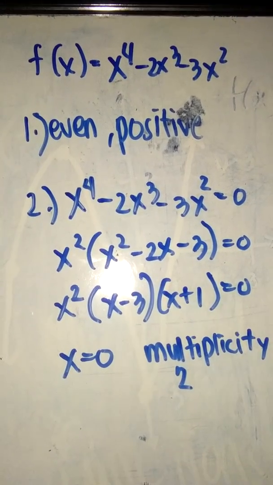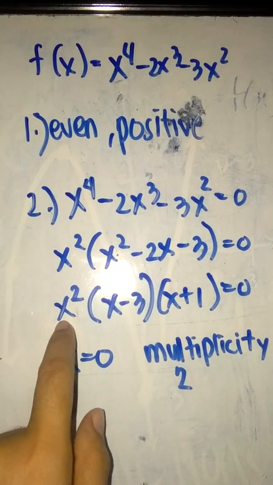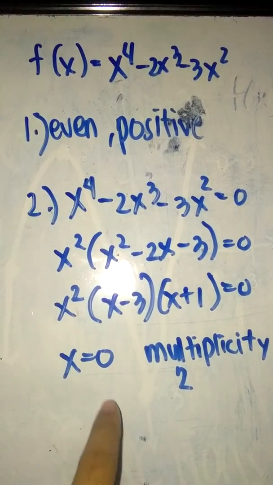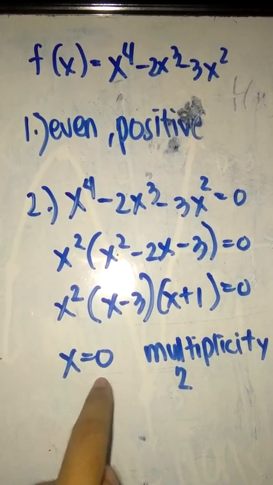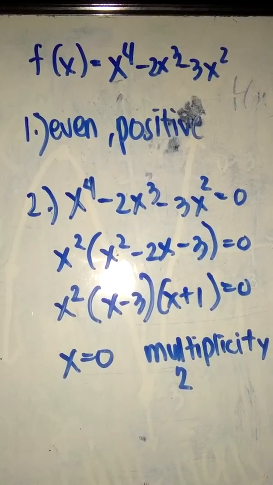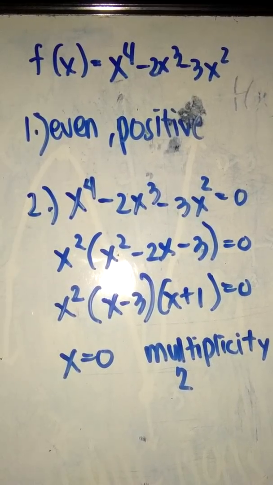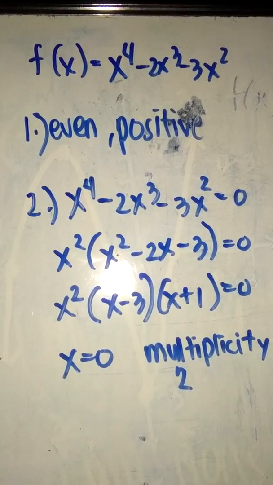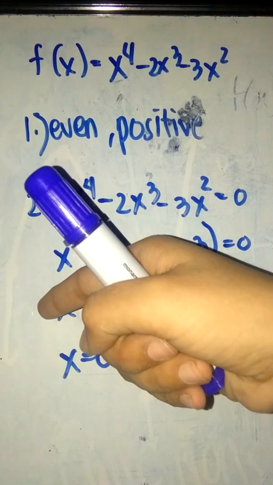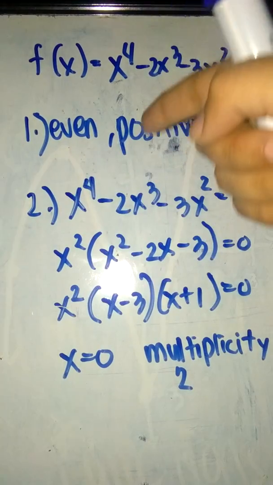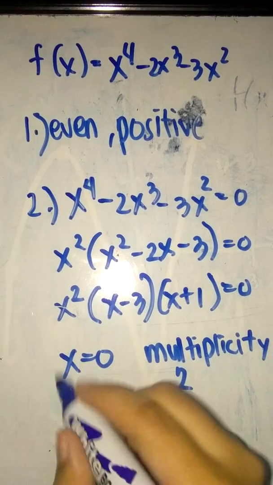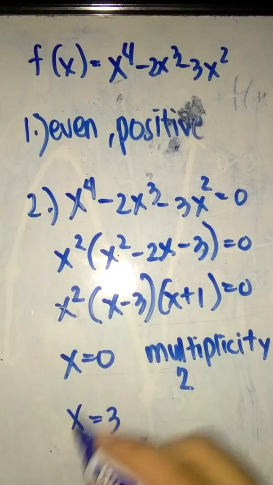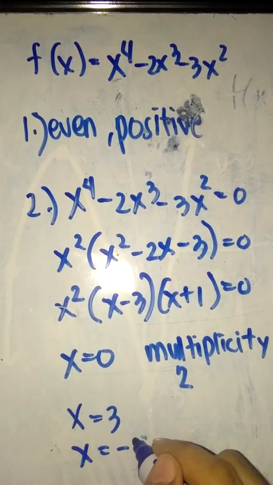multiplicity 2. We have 0 as multiplicity 2 because we have x squared, and x squared has 0 and 0. Okay? X squared equals 0, and getting the roots, we have 0. If we know that the multiplicity of this zero is 2, then we have the idea that the graph touches 0 once and then turns around or turns to the other side. Okay? So next, we have the other zeros: x is equal to 3 and x is equal to negative 1.